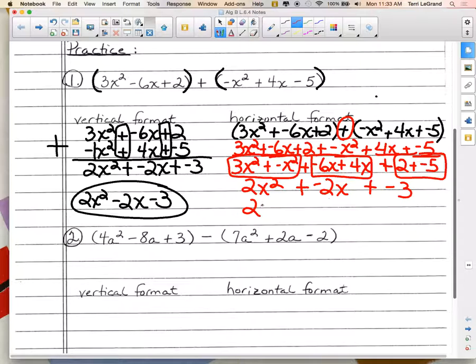Again, this cleans up to the same thing that we got when we did it vertically. So it's the same answer, just a different method to get to it. Right now, do you think you have a favorite? Which one? Well, vertical's easier, isn't it? Probably a little bit less work.